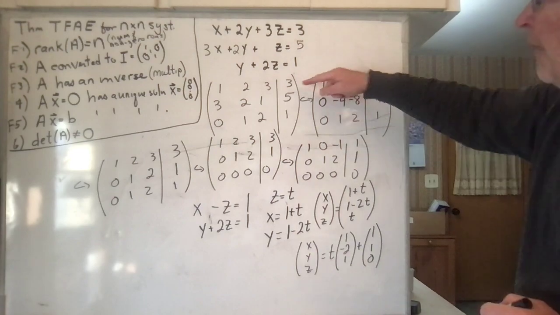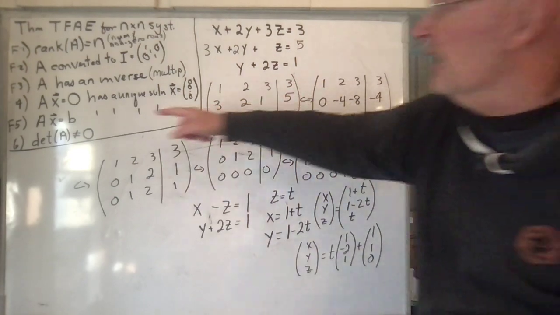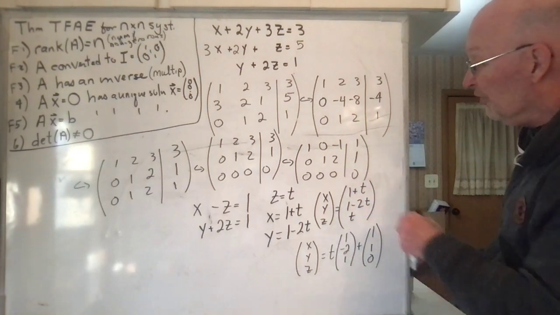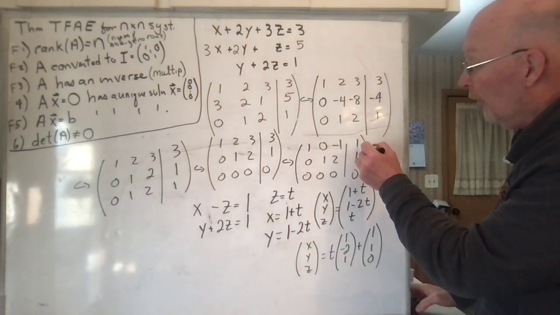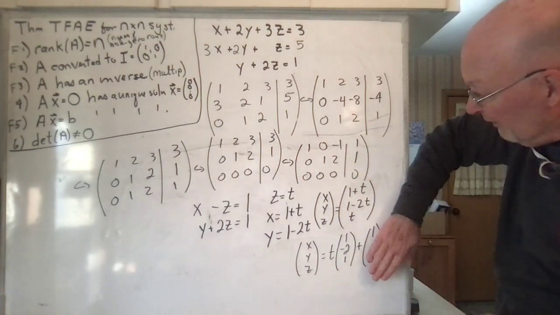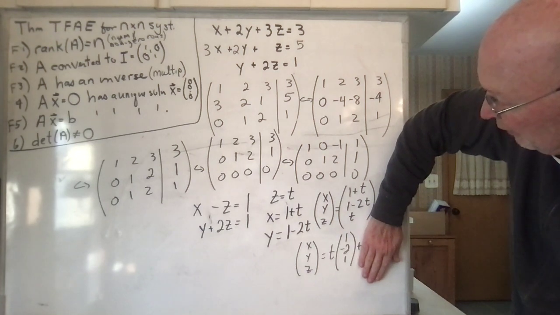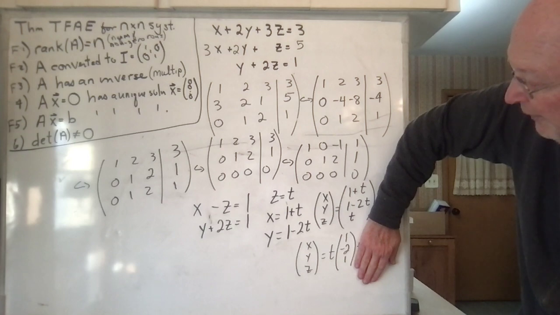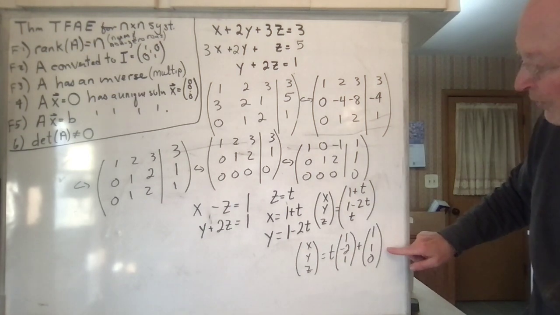If I had started by putting all zeros here instead, I would have gotten the same thing here, except these would have all just been zeros. You see that? These would have all been zeros. So instead of having this part, that would have been my solution. My solution would have been just that right there. So I still have an infinite number of solutions. I just don't have this part.